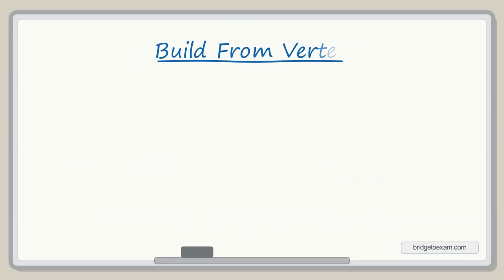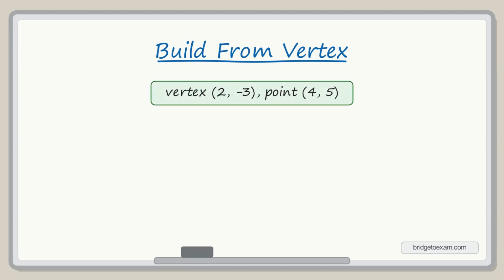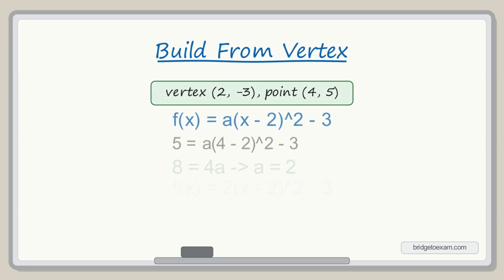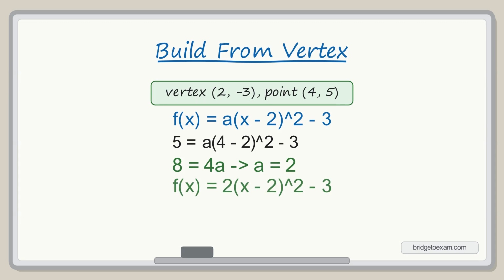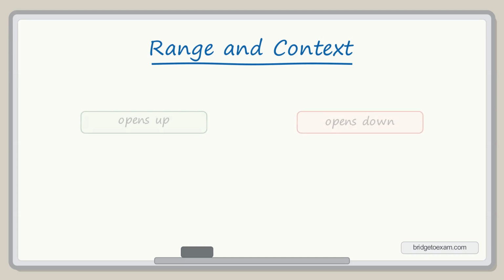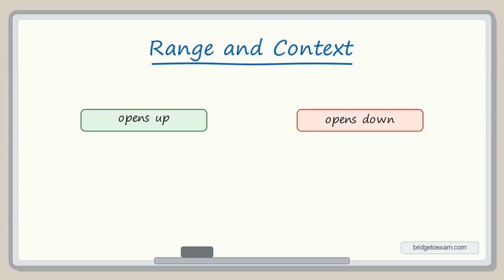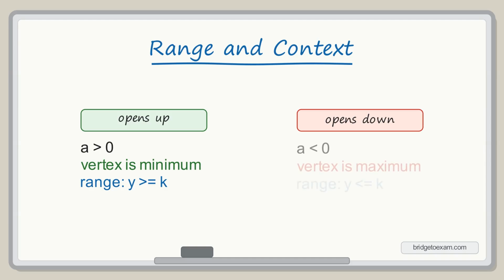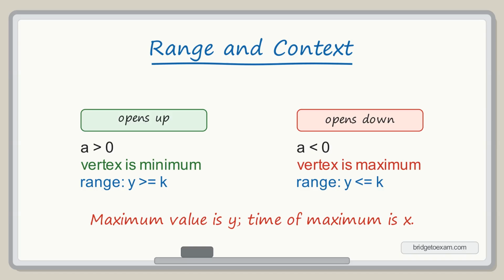If you know the vertex, start with vertex form. Then use the extra point to solve for a, the vertical scale factor. The sign of a tells the opening direction. If a is positive, the vertex is a minimum. If a is negative, the vertex is a maximum. In context, separate the maximum value from the input where it occurs.